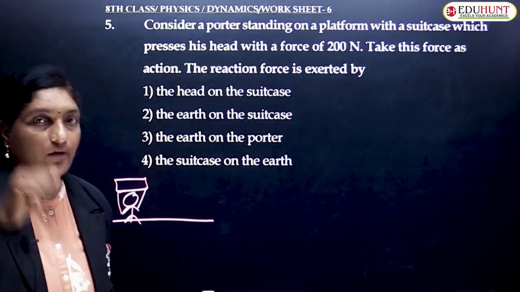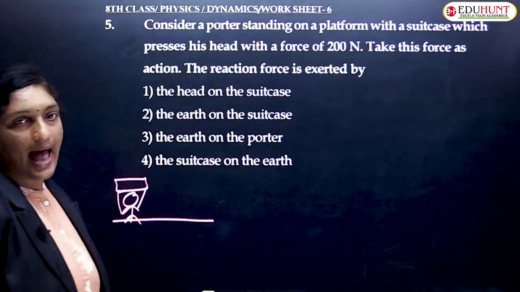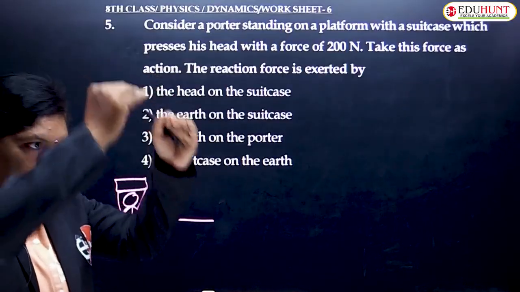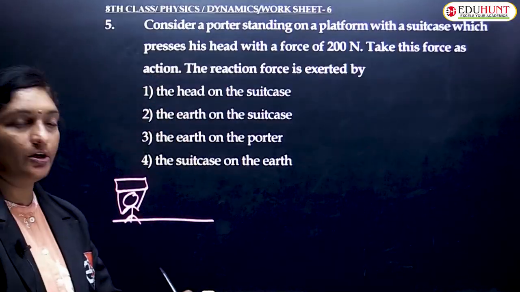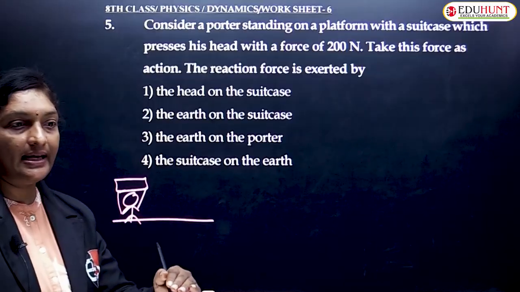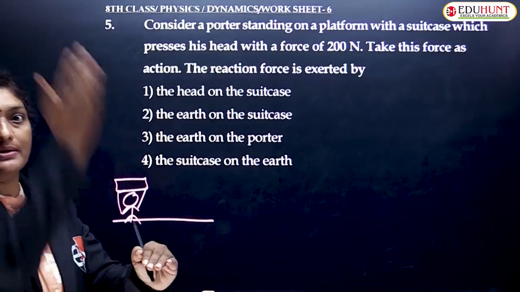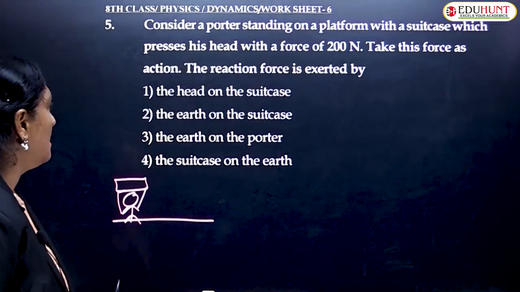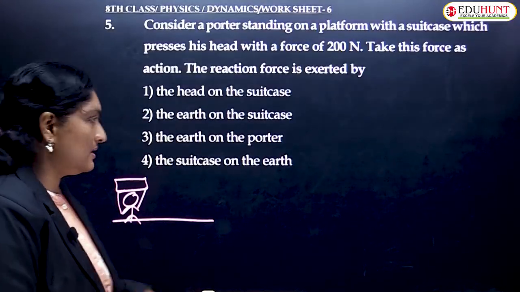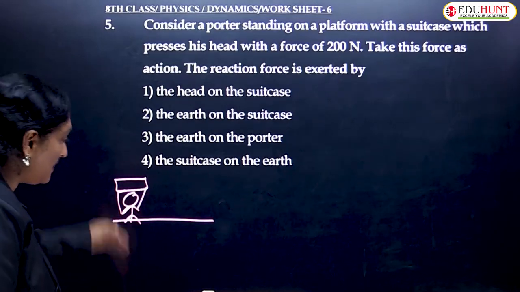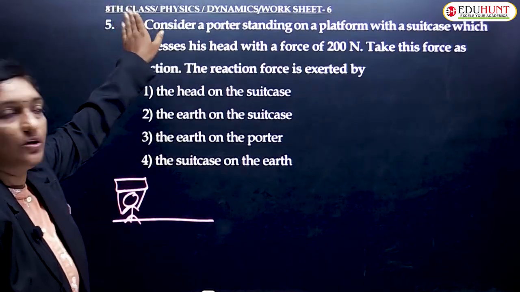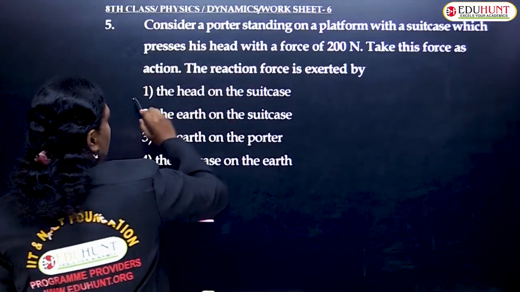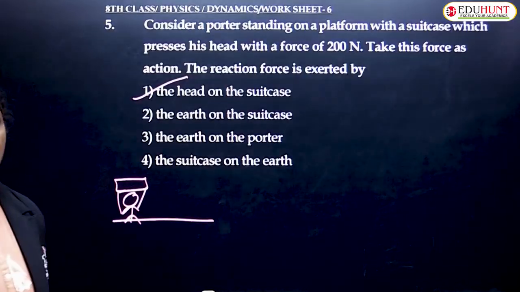So the suitcase exerts 200 newtons on the head of the porter. Take this force as action. Then the reaction force is exerted by whom? If the suitcase exerts a force of 200 newtons on the head of the man, then the head of the man must exert the same amount of force, 200 newtons, in the upward direction. So the head must act on the suitcase. Reaction force is exerted by the head on the suitcase. So the first option is correct.